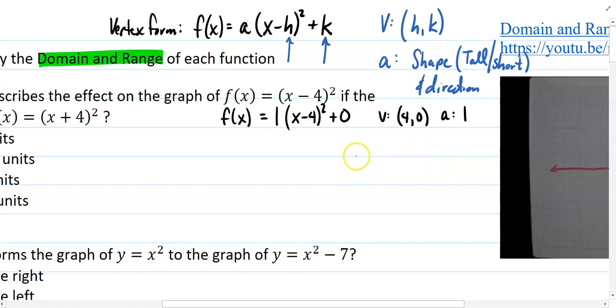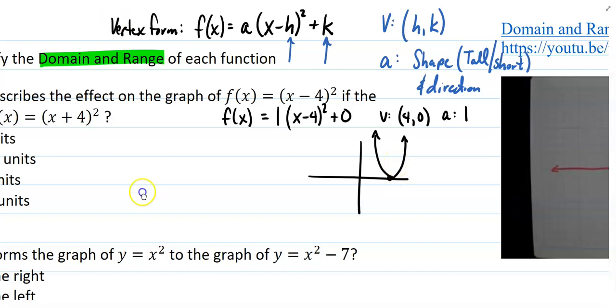So if I'm just thinking of a quick sketch here, here's the xy axes. 4, 0 might be right about here, and I'm not going to make a perfect drawing, but at least I understand that this is a parabola that opens up and is located here.